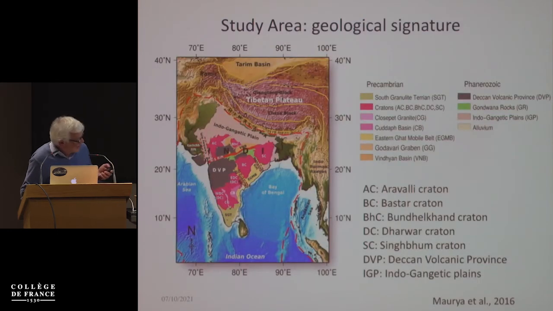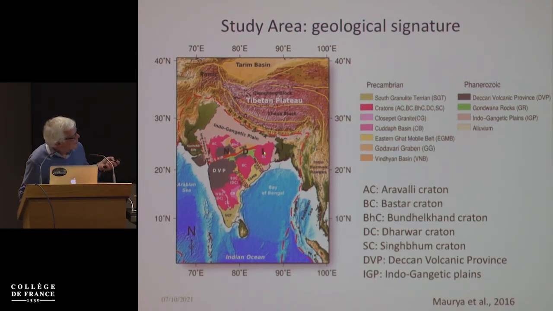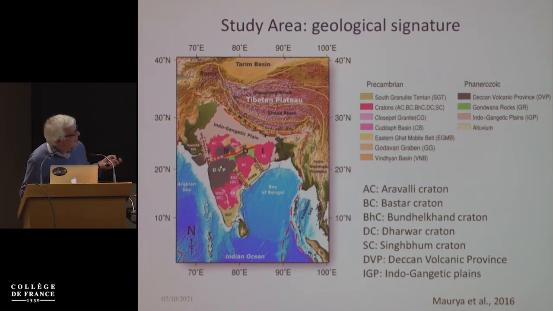Okay, anyway. So that's the geological structure of the Indian continent. Of course, in the north, we have the Himalayan belt and Tibetan plateau, and you see in purple these different five cratons overlaid by the Deccan volcanic trap. So it's a small continent, but quite complicated.